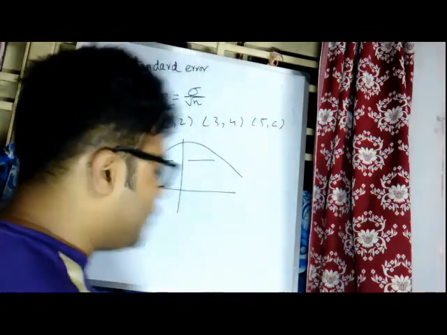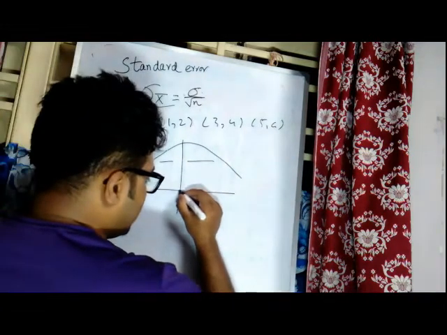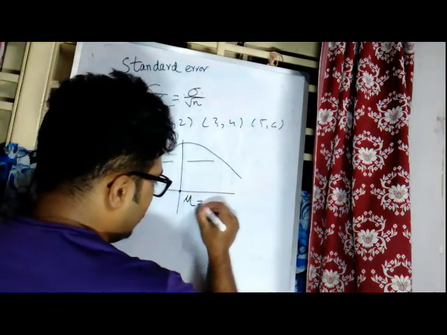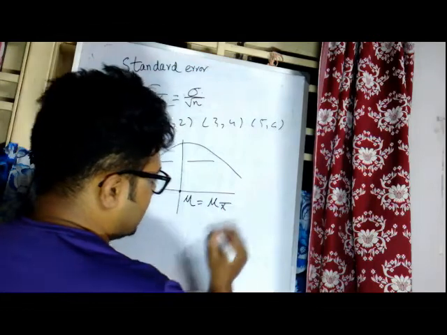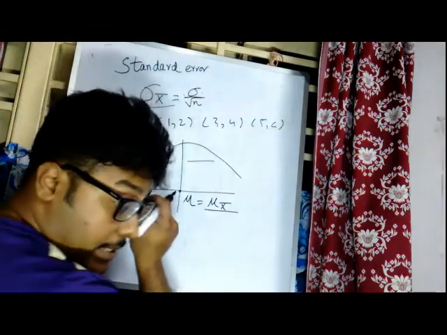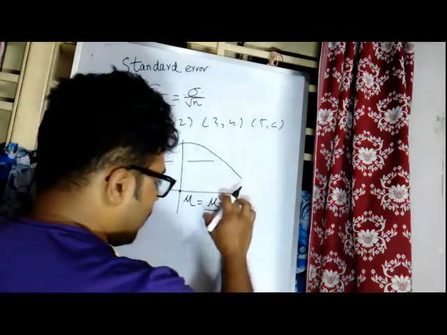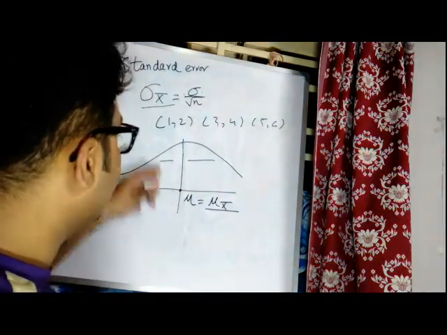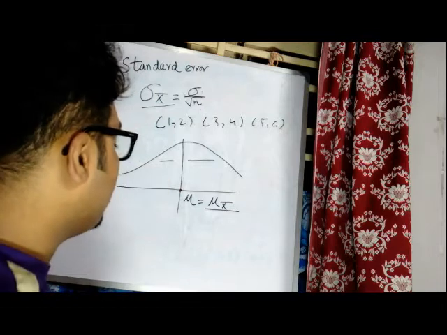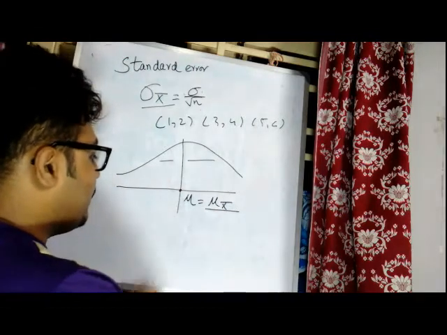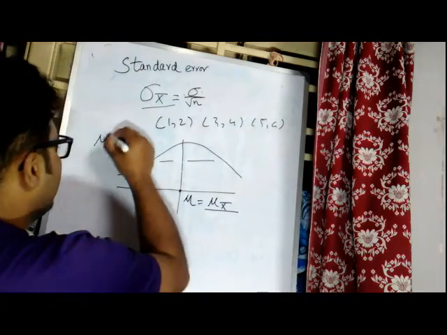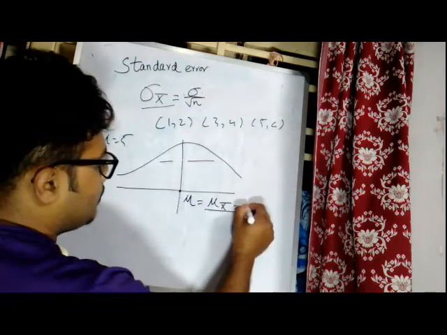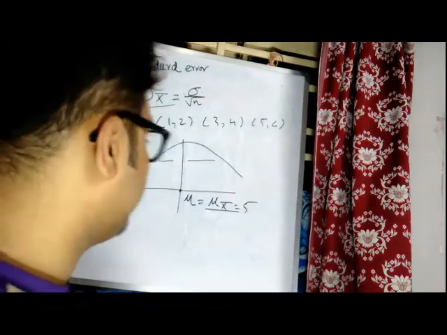Now as I have told you before, this mean mu will be equal to mu of x. This mu of x represents the mean of the whole samples. How much they will deviate from the actual mean will be considered from this. Now if the mean value was 5, this will also be equal to 5.